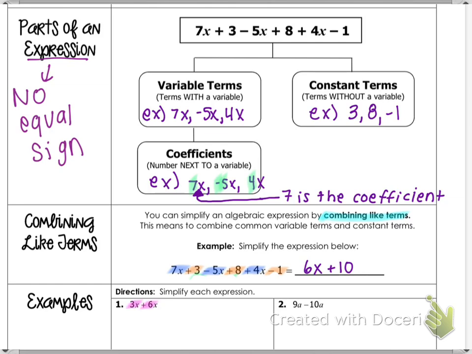We have a 3x and a 6x. Both of those are like terms. They're both variable terms. So we have 3x plus 6x. Well, 3x's plus 6x's is 9x's, so 9x.